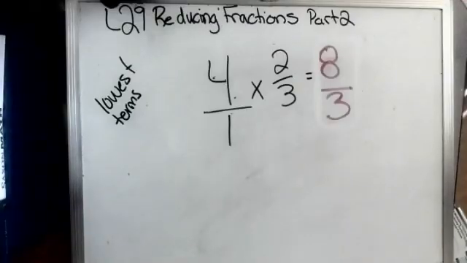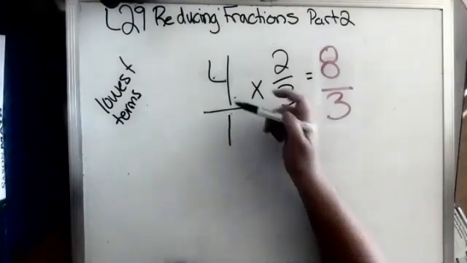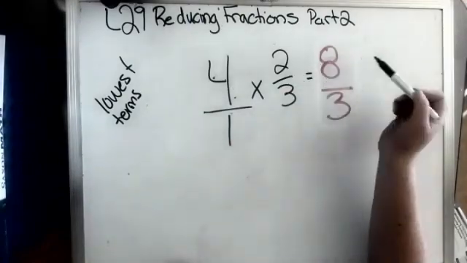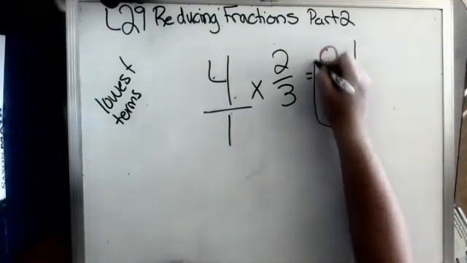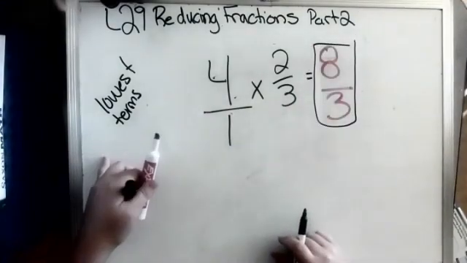This is lesson 29, reducing fractions part 2 for course 1. So this is the fraction we left off with for part 1. Remember, 4 wholes times 2/3 equals 8/3. So what we're looking at doing is taking this fraction and putting it into its lowest terms.